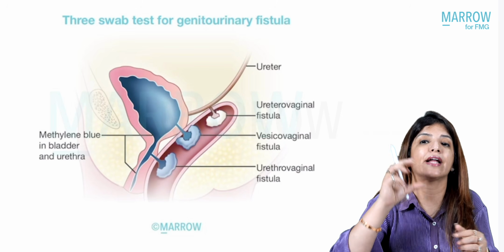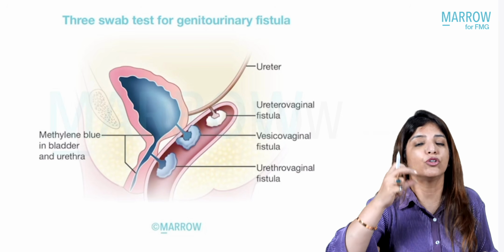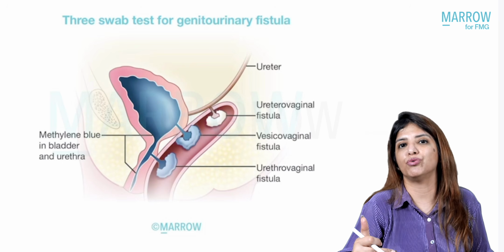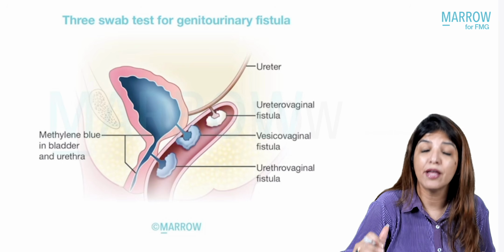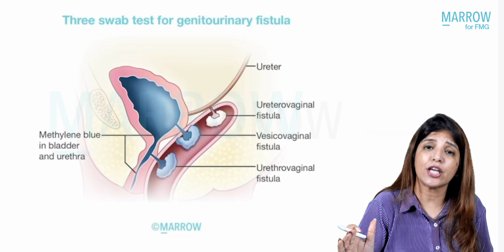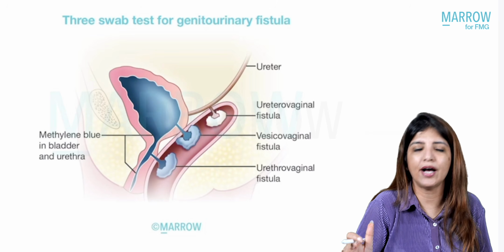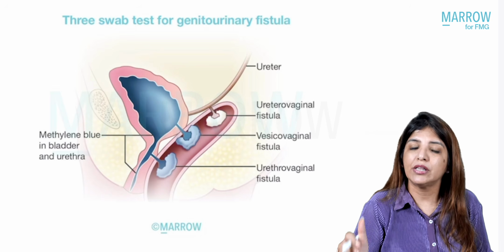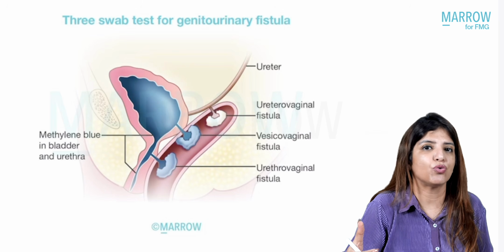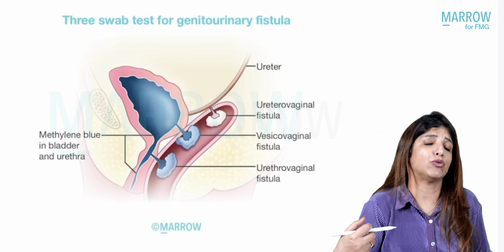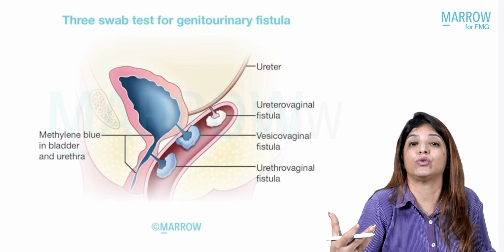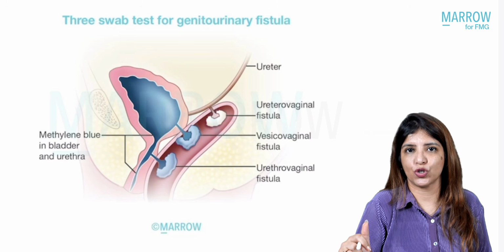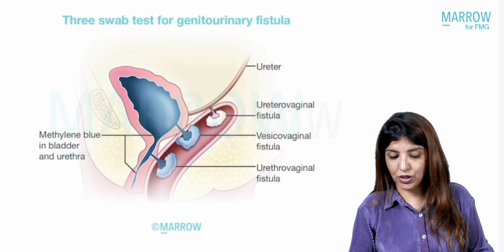The significance is that the middle cotton swab turned blue. The moment I see that the middle cotton swab is wet and it is blue in color, I come to know that it is a vesicovaginal fistula. But remember, the investigation of choice for vesicovaginal fistula is not the methylene blue 3 swab test, it is cystoscopy. With the help of cystoscopy, you can come to know about the exact size, the exact number, and the exact location of the fistula. That is why that is the investigation of choice. Clear? Let's go to the next question.